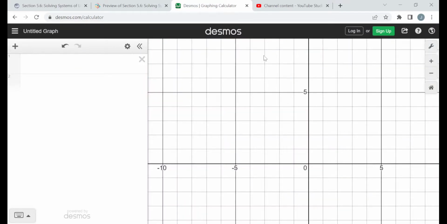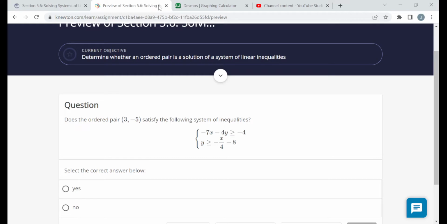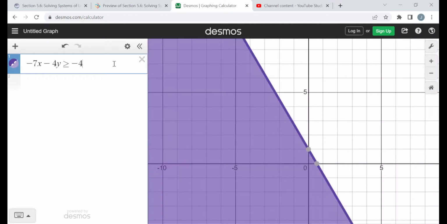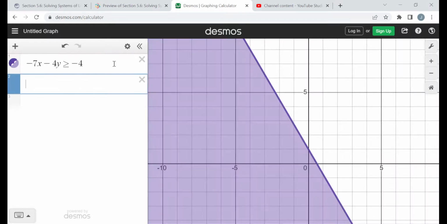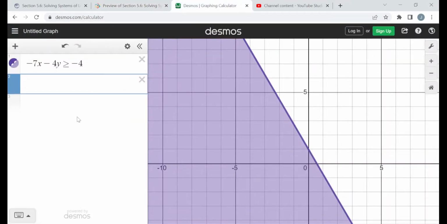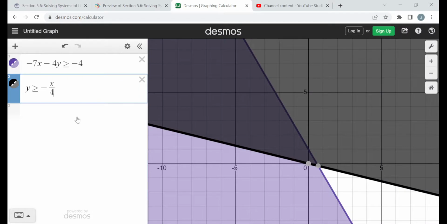We can graph these inequalities on Desmos. The first inequality is negative 7x minus 4y is greater than or equal to negative 4. All that area below the purple line, that purple shaded area, those are the solutions of the first inequality, but not necessarily the second one. Now the second inequality is y is greater than or equal to negative x over 4 minus 8.